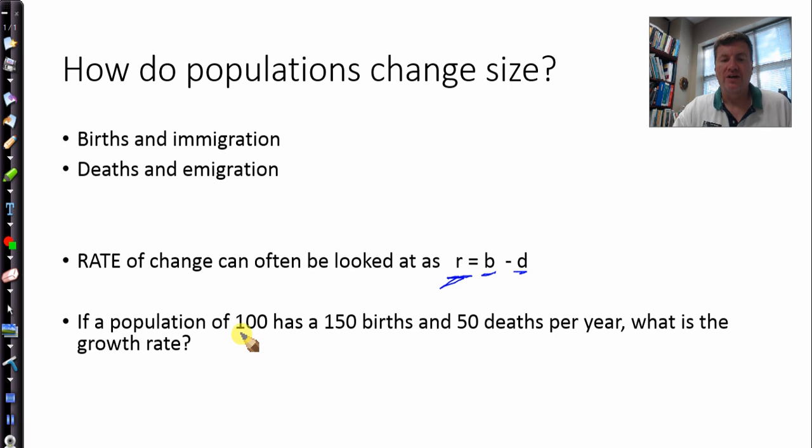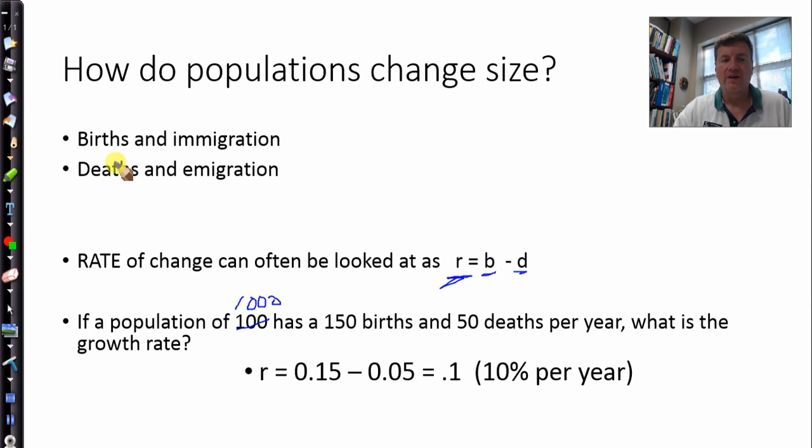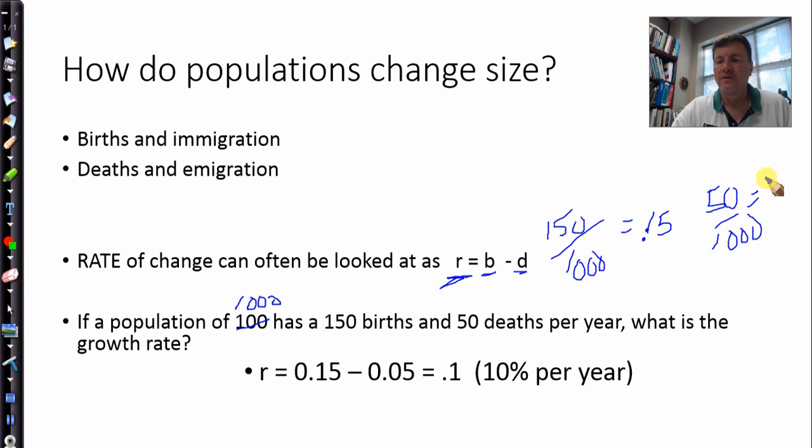Here's just an example of how this works. If a population of 1,000 individuals has 150 births and 50 deaths per year, what is the growth rate? Well, if I just do the math, and you don't have to do the math very much in here, 150 individuals out of 1,000 equals 0.15. What it's saying is every individual in the population is going to add, through reproduction, 0.15 new individuals. 50 deaths per year is going to turn out to be 0.05. So if I subtract those, it's 0.1.